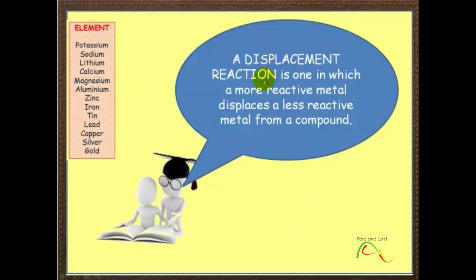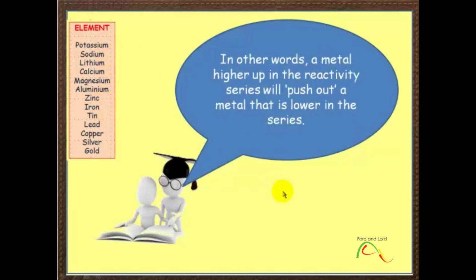Now the teacher says a displacement reaction is one in which a more reactive metal displaces a less reactive metal from a compound. So here's the reactive guys up here, and they'll displace the less reactive ones here from a compound. So in other words, a metal higher up in the reactivity series, that's this end here, will push out a metal lower in the series that's down here. Okay, so effectively they will bully and push these out, won't they?